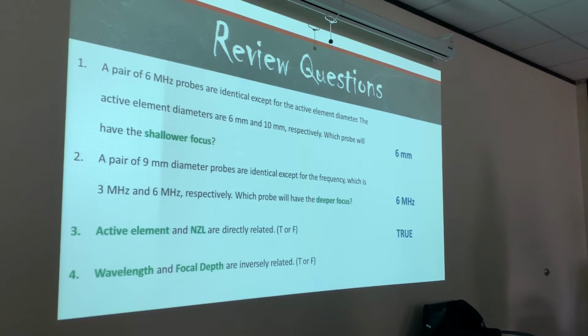So all I'm asking you is, the size of the active element and the near zone length, are they directly related? Definitely. Because if my transducer diameter gets bigger, my near zone length is also going to get longer. If my transducer diameter is smaller, my near zone length is going to be shorter, and my focus is going to be shallower.